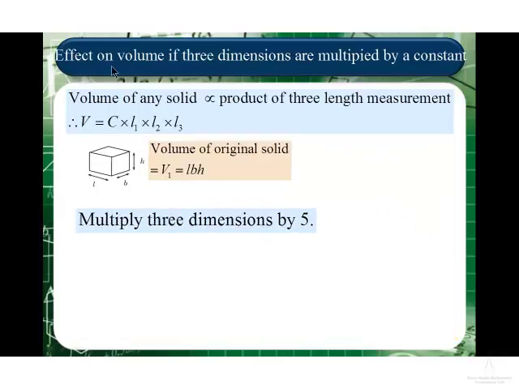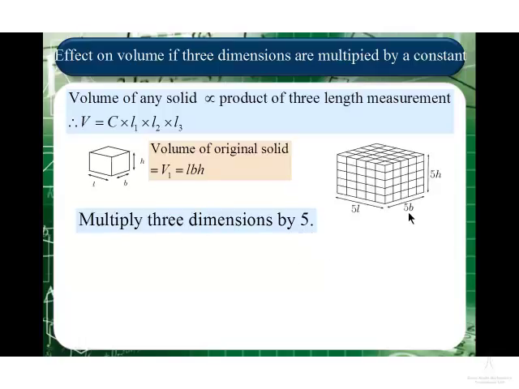Finally, the effect on volume if all three dimensions are multiplied by a constant can be demonstrated again by this example that we saw before. So if we multiply all three dimensions, say by the constant 5, then this is what the result will be. So the length became 5 times more, so did the breadth, and so also the height.